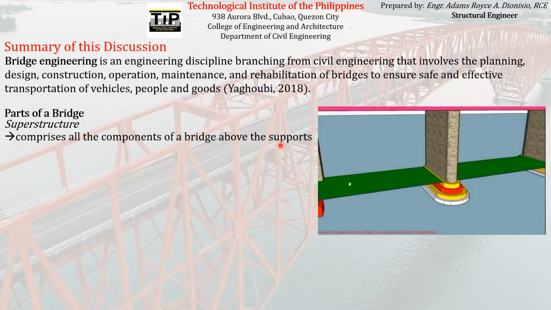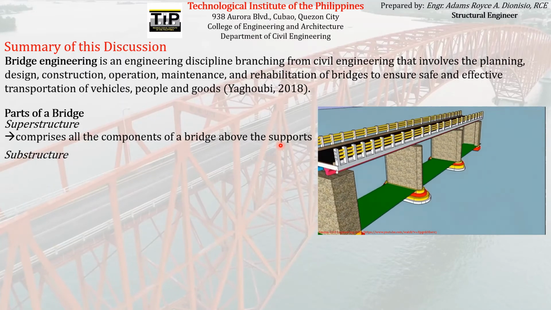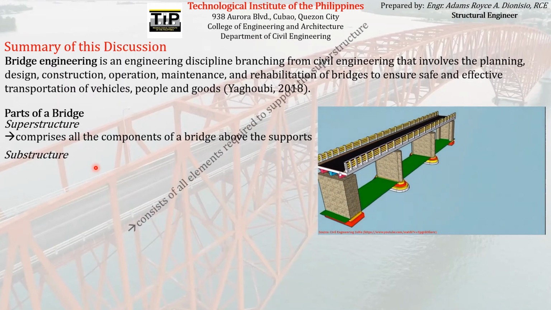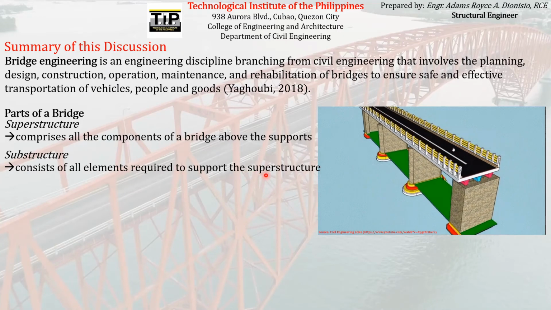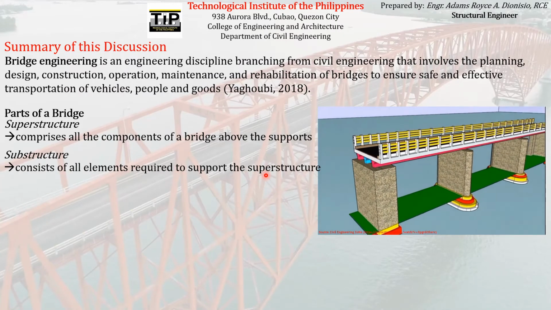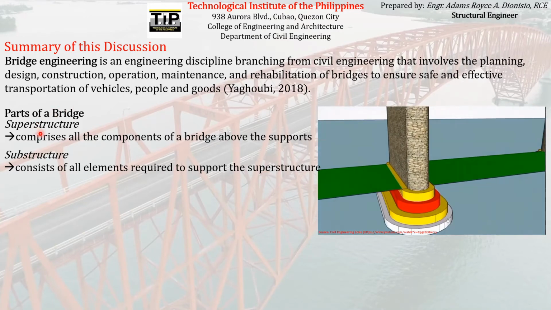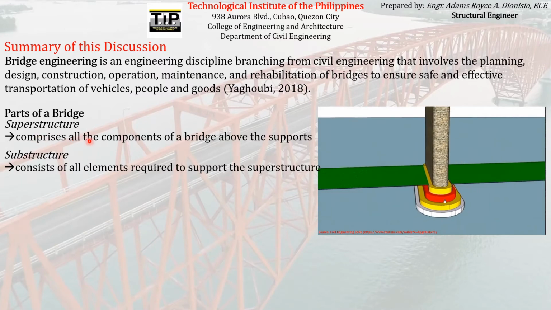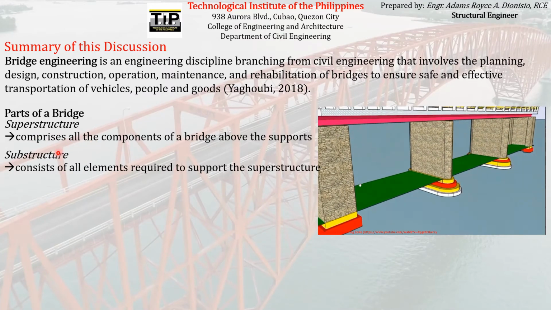And then another general term that we usually use to describe the different parts of a bridge is the word substructure. So substructure consists of all elements required to support the superstructure. Or in other words, substructure are all of the elements that are below the superstructure, or vice versa. Superstructure are the elements that are being supported by the substructure.